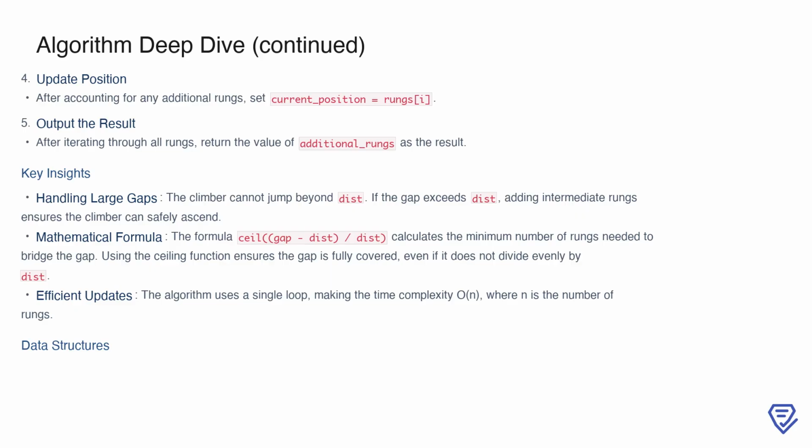Additionally, the algorithm is highly efficient, as it only requires a single loop through the rungs, resulting in a time complexity of O(n), where n is the number of rungs. This makes it well suited for handling larger inputs.